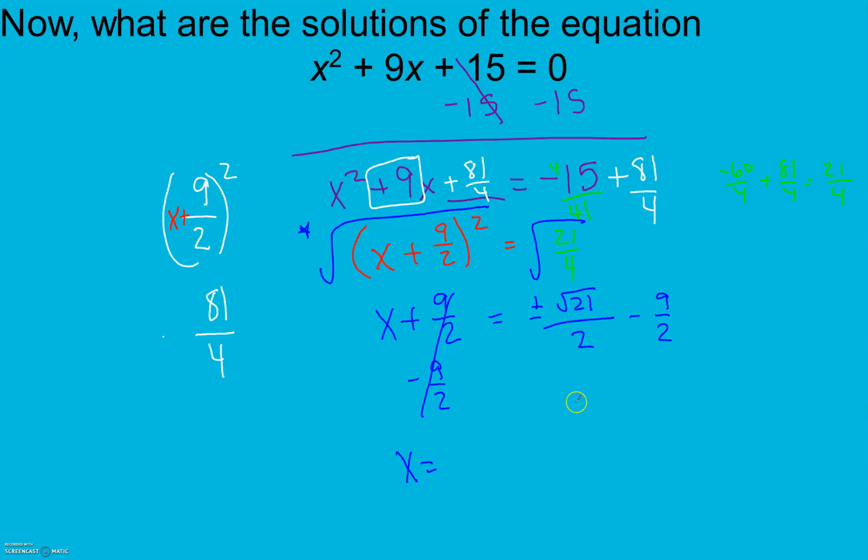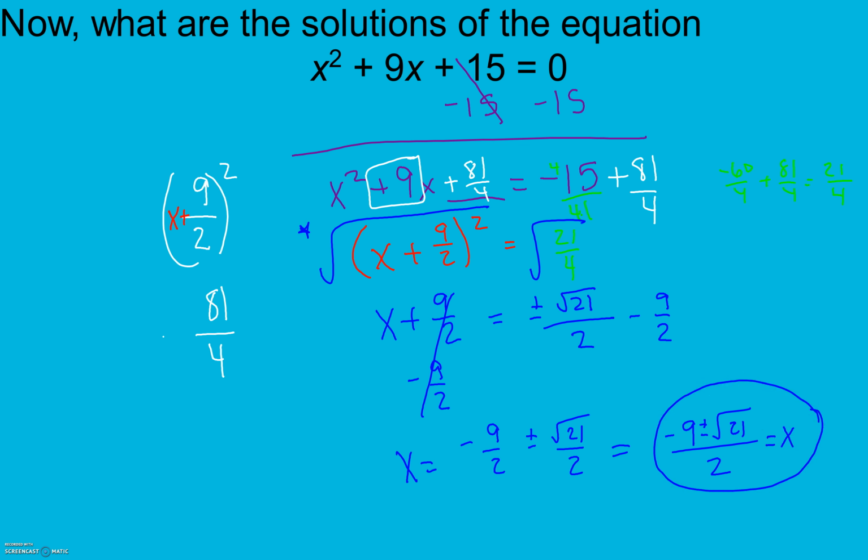Now, I'm going to write this a little bit differently. I'm going to put my number part first. So negative 9 over 2 plus or minus the square root of 21 over 2. And again, since our denominators are the same, if we really wanted to, we could write negative 9 plus or minus the square root of 21 over 2. And that's going to be my exact answers.